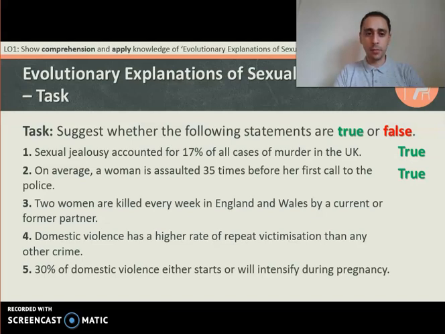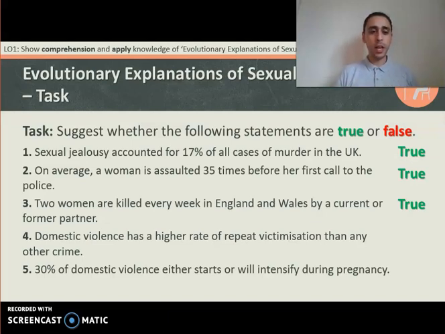Number 3, 2 women are killed every week in England and Wales by a current or former partner. I think that's true. That is true. In a case where a woman has died, the number one, I'm trying to think of my police shows that I watch, is the number one target? Is the prime suspect? That's what I'm thinking of. When a woman has died, the husband or the partner or the boyfriend or the ex-boyfriend is always the prime suspect.